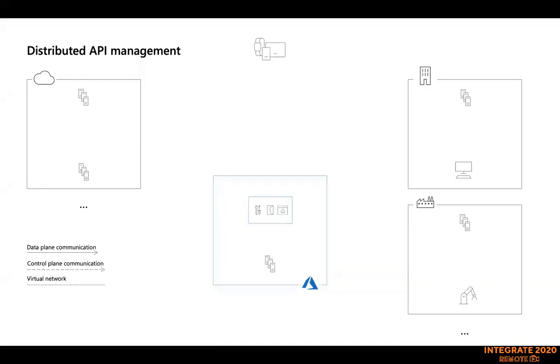So with distributed API management, all that changes, right? We can actually improve things. First of all, we could continue calling APIs in the Azure cloud through the cloud-hosted and managed API management instance. For the APIs in other environments, we can deploy our gateway component, represented by this little door, right?